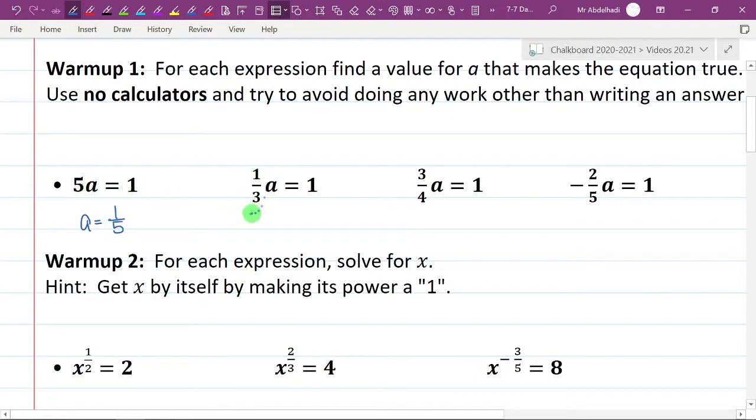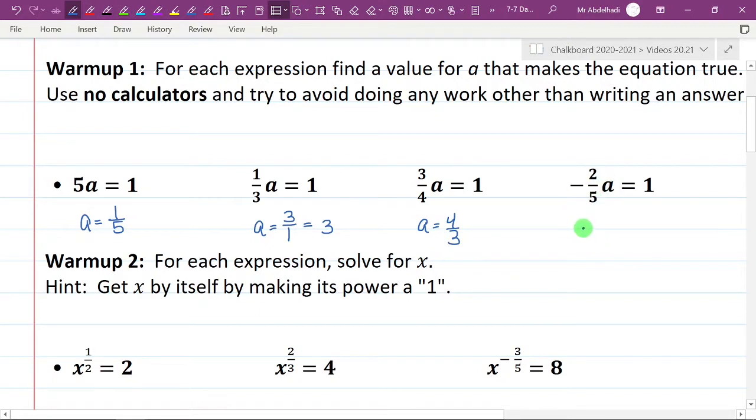Well, what's the multiplicative inverse of 1/3? What would you have to multiply by 1/3 to make it a 1? 3/1. Just flip it upside down. Of course, 3/1 becomes a 3. How about 3/4? What would you multiply by 3/4 to get a 1? 4/3. So finding a multiplicative inverse is really easy. Just take the reciprocal.